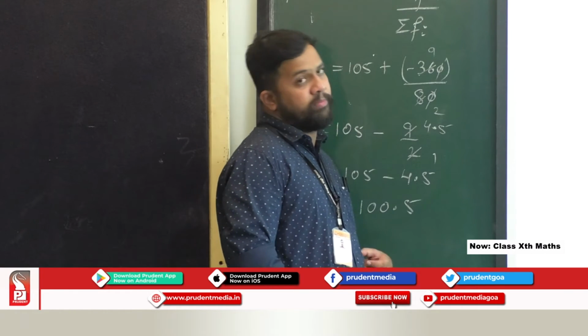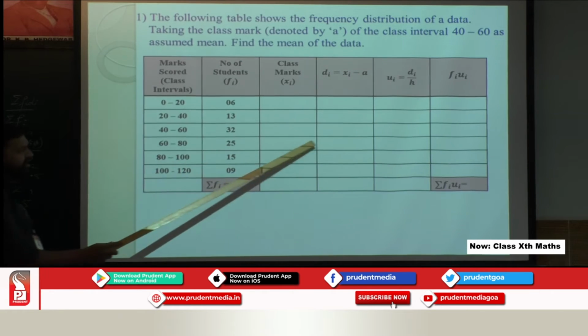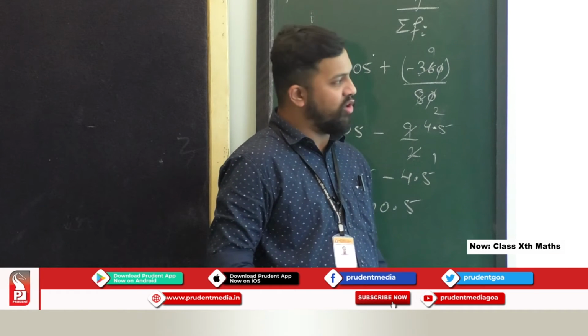Let me take the first question. The following table shows the frequency distribution of data. Taking the class mark, denoted by A, of the class interval 40 to 60 as the assume mean, find the mean of the data. How many columns are given now? See, 1, 2, 3, 4, 5, 6 columns. One column is extra now.